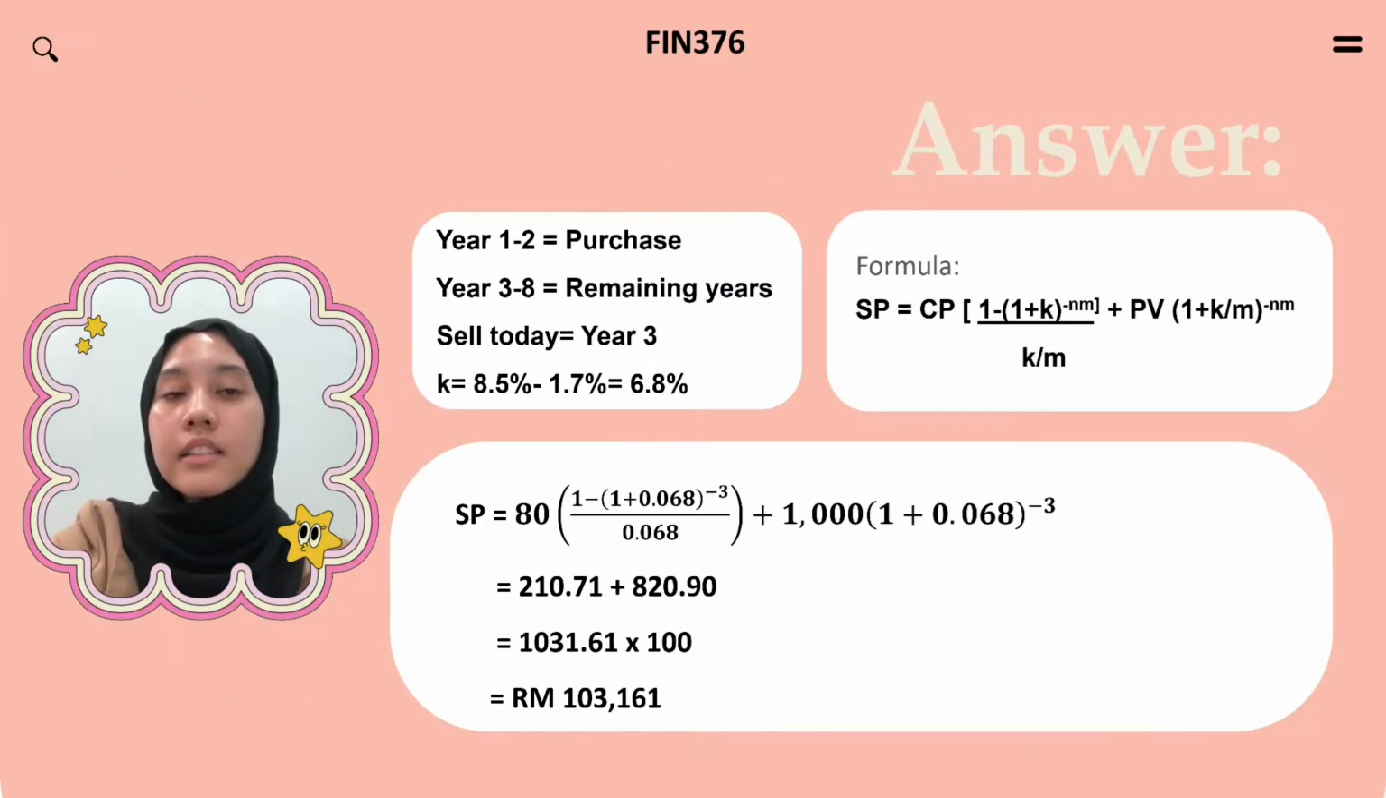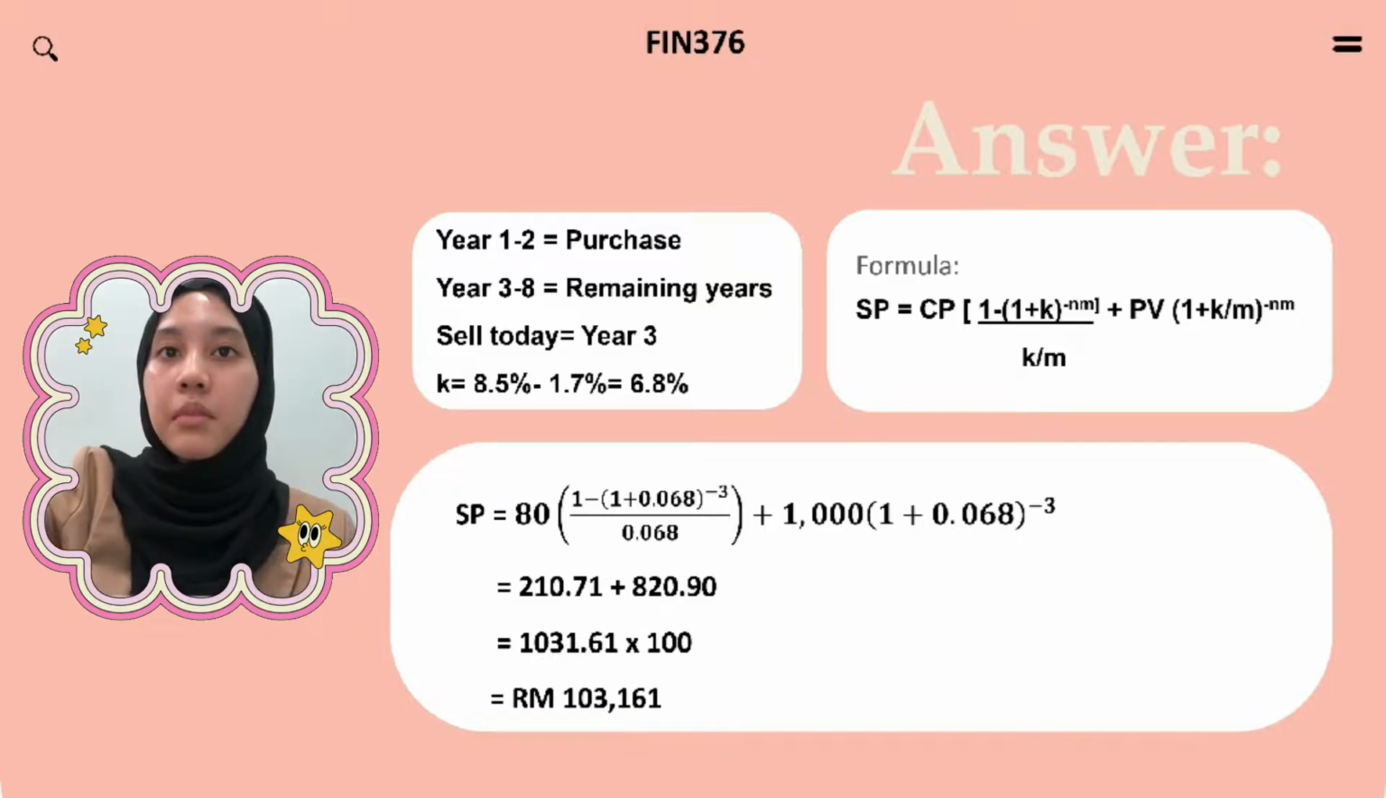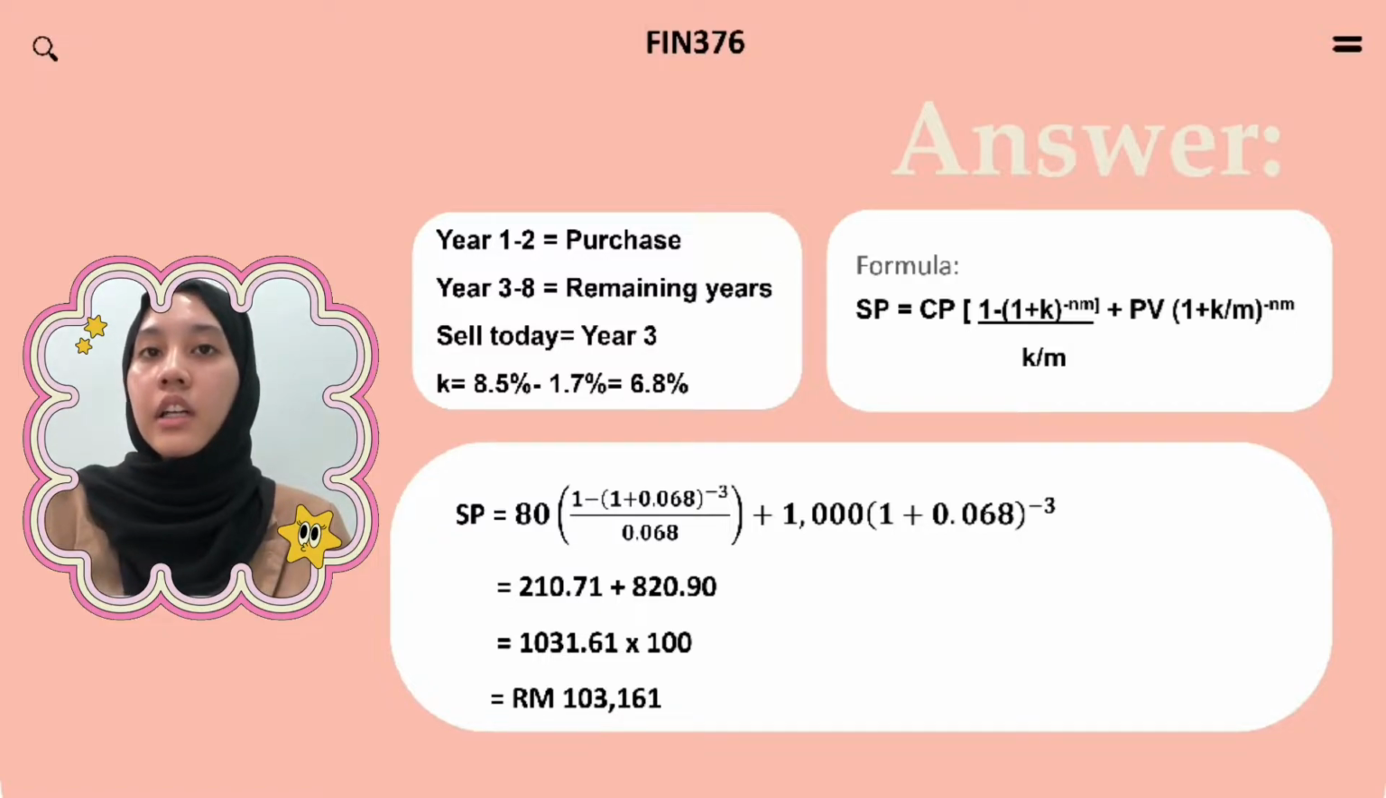Next, we will calculate the selling price for the bond since Encik Ali has decided to sell the bond today because the interest rate has fallen by 1.7%. Before we calculate the selling price for the bond, this is the information that we get from the question. It says that Encik Ali has purchased the bond for 2 years and he decided to sell the bond today. So we will take year 3 since it has 8 years of remaining years, and the K will be 6.8% because of 8.5% minus 1.7%.